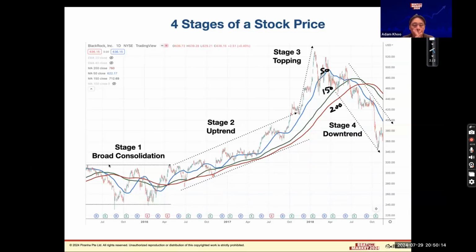Okay. Stage 2 or phase 2 is when a stock goes on an uptrend. When it goes on an uptrend. Now, how do you know it's in stage 2?